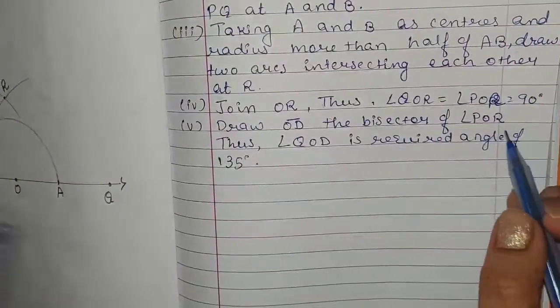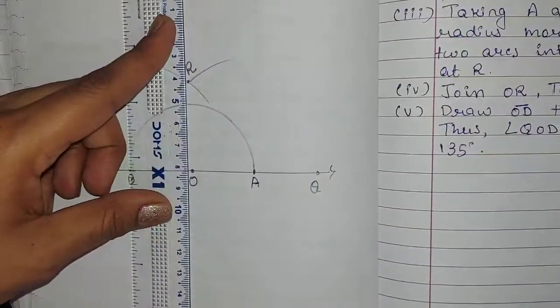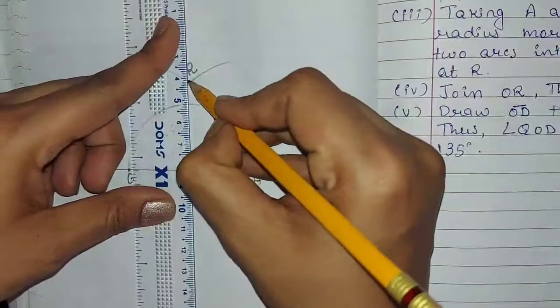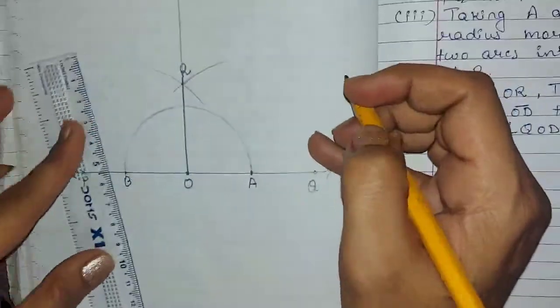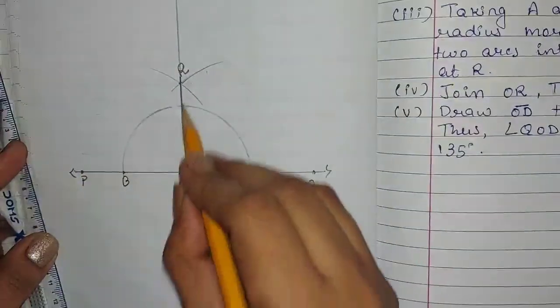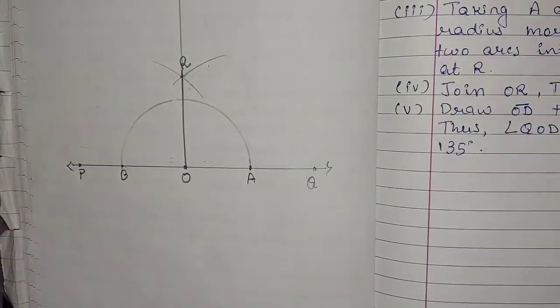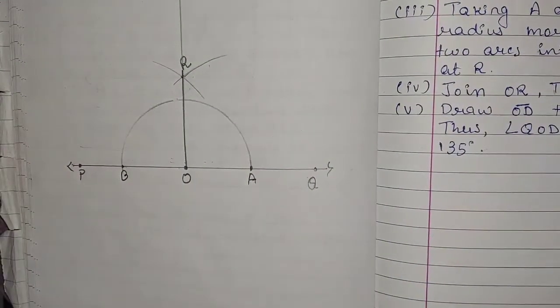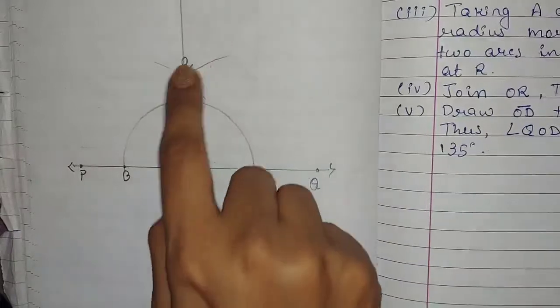Join OR, thus angle QOR equals angle POR equals 90 degrees. So students, here we will join OR, and you can see students that angle POR and angle QOR both are 90 degrees. Now what we have to do to construct angle 135 degrees? We will draw the bisecting angle of POR.